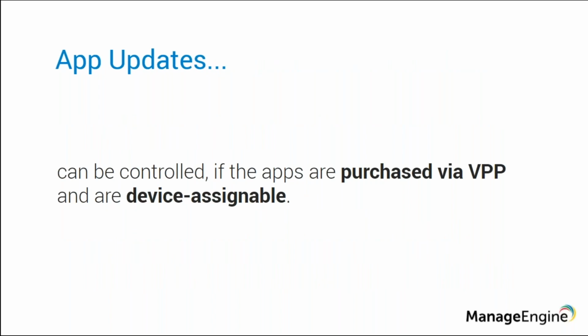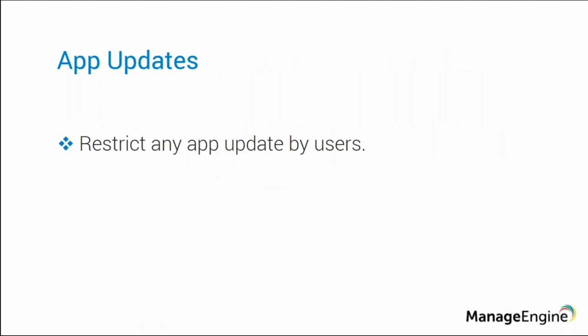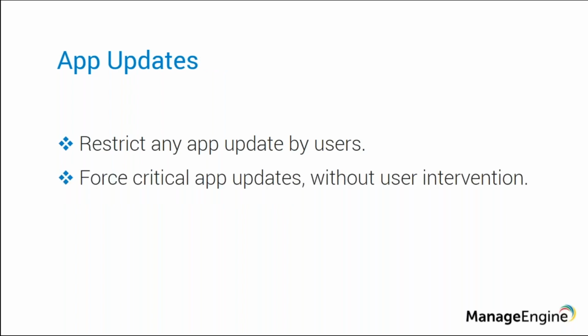Now, app updates in MDM can be controlled only if the apps are purchased via VPP and, as explained earlier, if they are marked as device assignable. Using this feature, you can restrict any update by users and also force any critical app updates without the need for the user to intervene. As I explained earlier, the app should be marked as device assignable. What this does is ensure that the app is assigned to the end user's device as opposed to his or her iTunes account. This ensures that the App Store cannot contact the device regarding any app updates whatsoever.